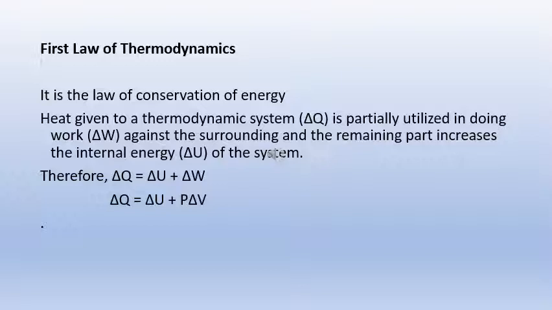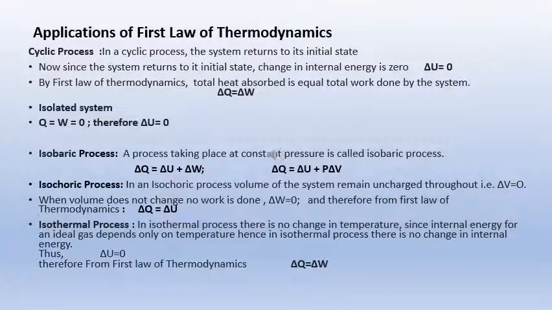In the previous video, we had studied that the work done in a thermodynamic process is P into delta V. So substituting that, we get delta Q is equal to delta U plus P delta V. Let us apply the first law of thermodynamics to the various thermodynamic processes. A thermodynamic process is said to occur if the thermodynamic variables of a system undergo a change with time.